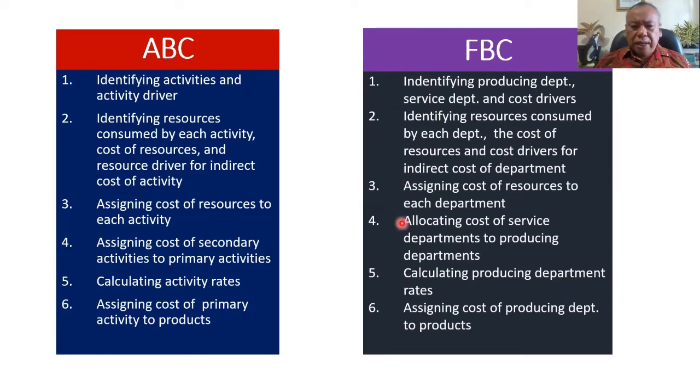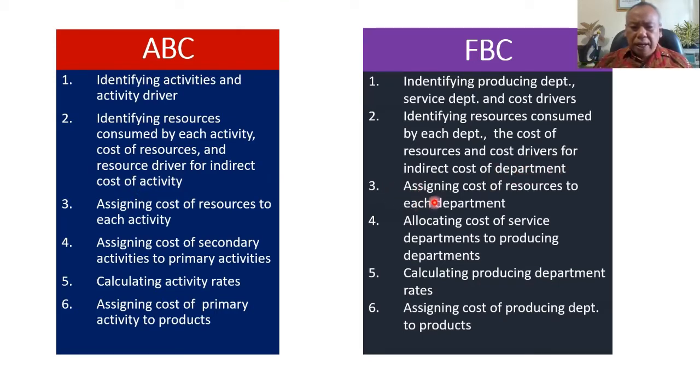There are also 6 steps. So in functional-based costing, the first step is identifying the producing department, service department, and also the cost driver. The second step is identifying resources consumed by each department, the cost of resources, and cost driver for indirect cost of department. So in this case, indirect cost of department. In activity-based costing, it is indirect cost of activity, because the activity is the cost object. In this case, the department is the cost object.